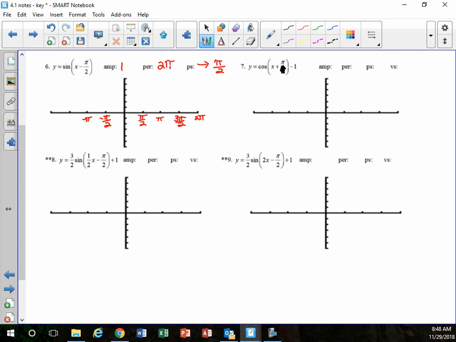Label the left side. And make sure you label your y-axis too. You only need to go 1 and -1.